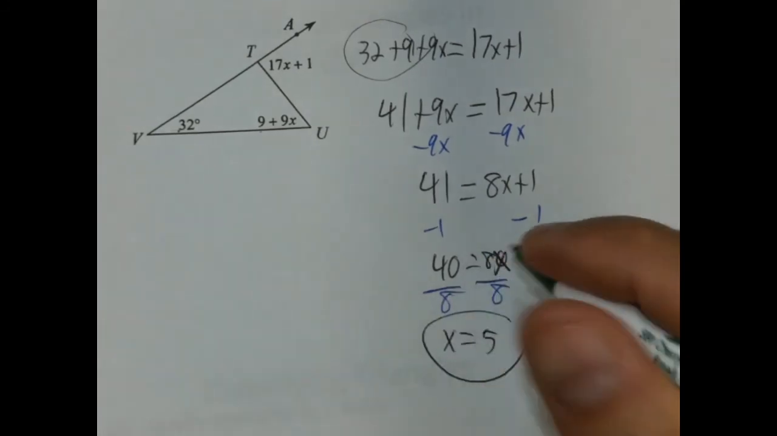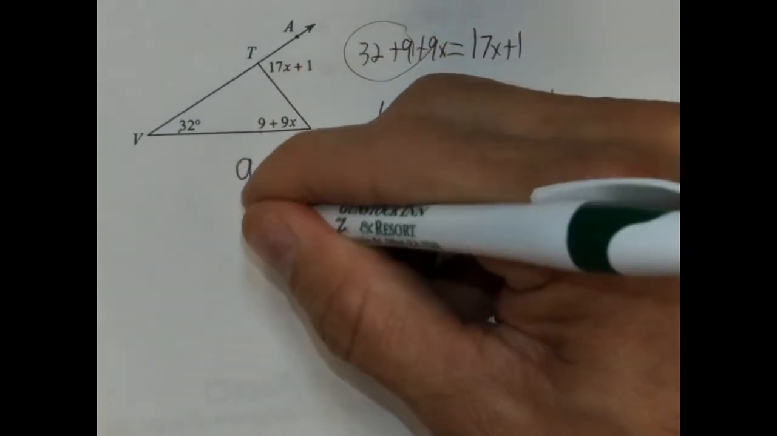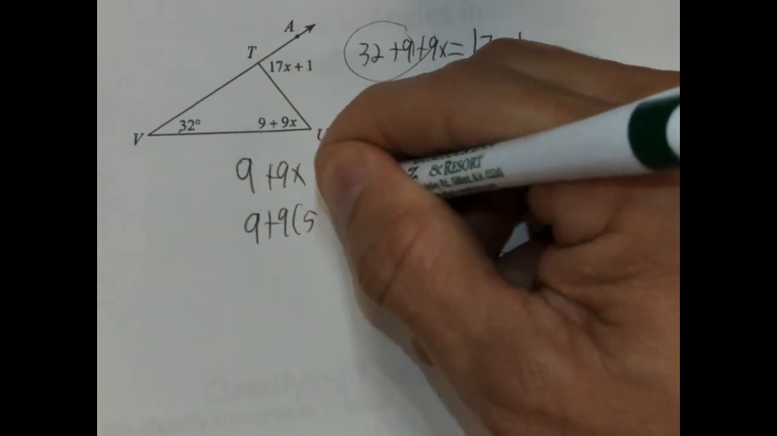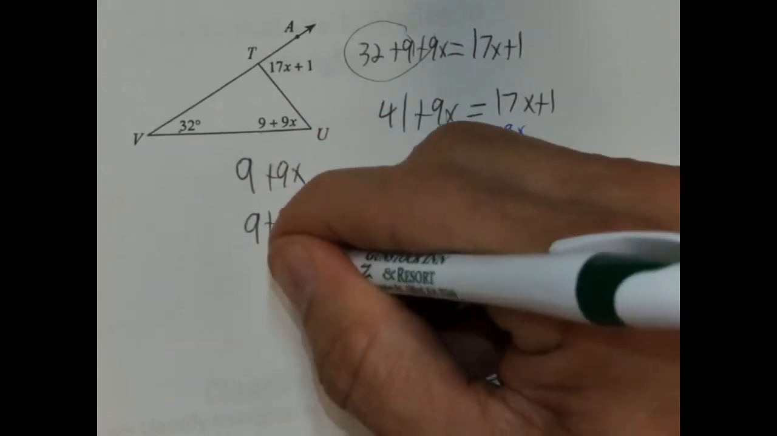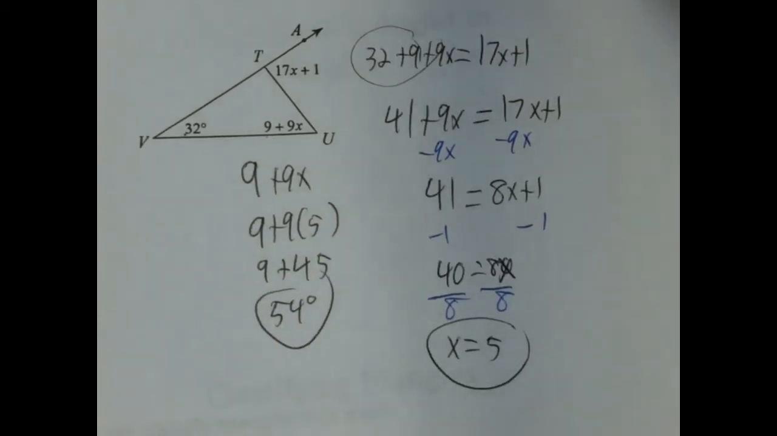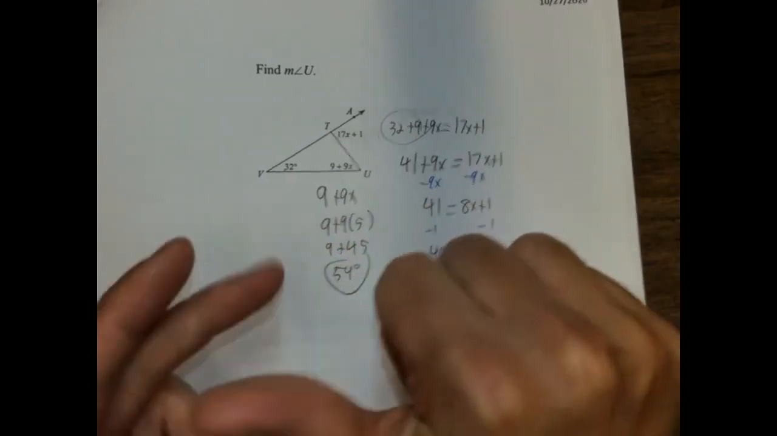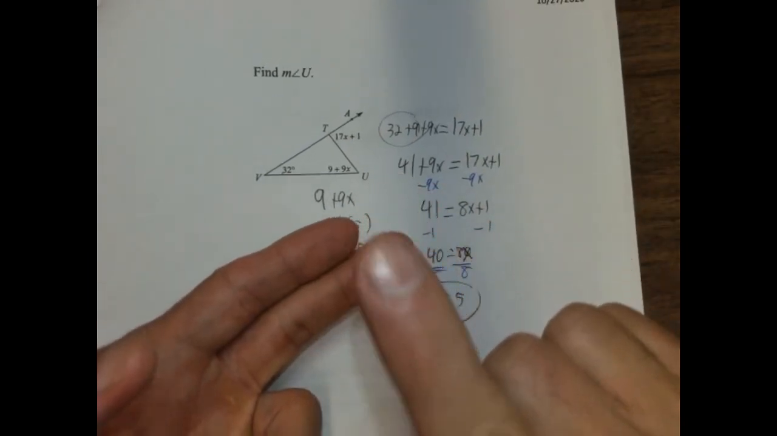X will be 5. We're not done though, we have to find the measure of angle U, so let's go ahead and plug that in. So 9 plus 9x, 9 plus 9 times 5, 9 times 5 is 45, and that's going to be 54 degrees.